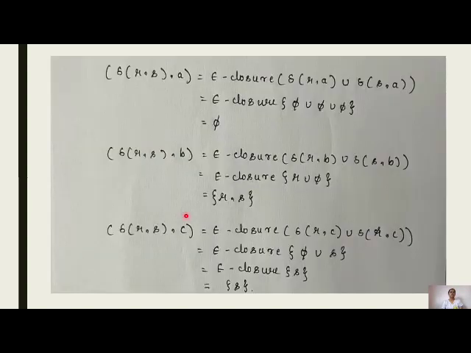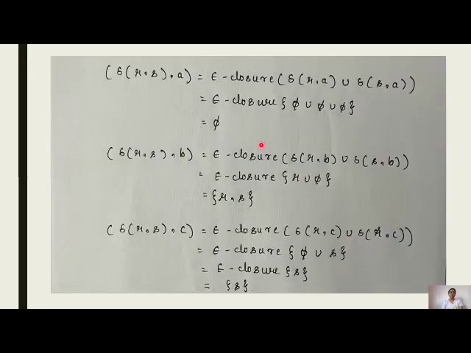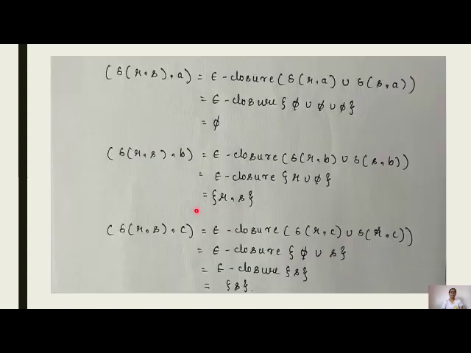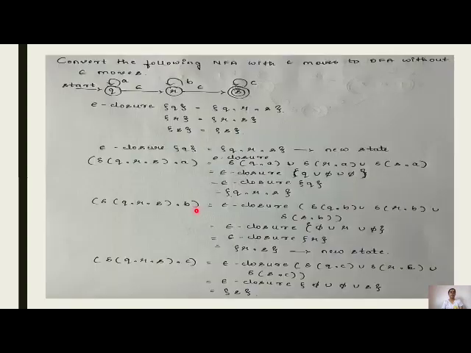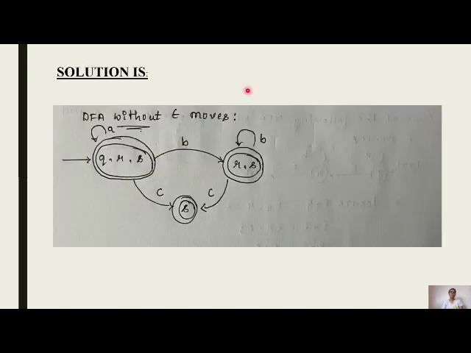Next, R comma S with input A, it is going nowhere, it is null. Then R comma S with input B, it is going to R comma S only. So it is a self loop. Then R comma S with input C, it is going to state S. Then the final state in the epsilon NFA is the state S. So the same we have to conclude here.